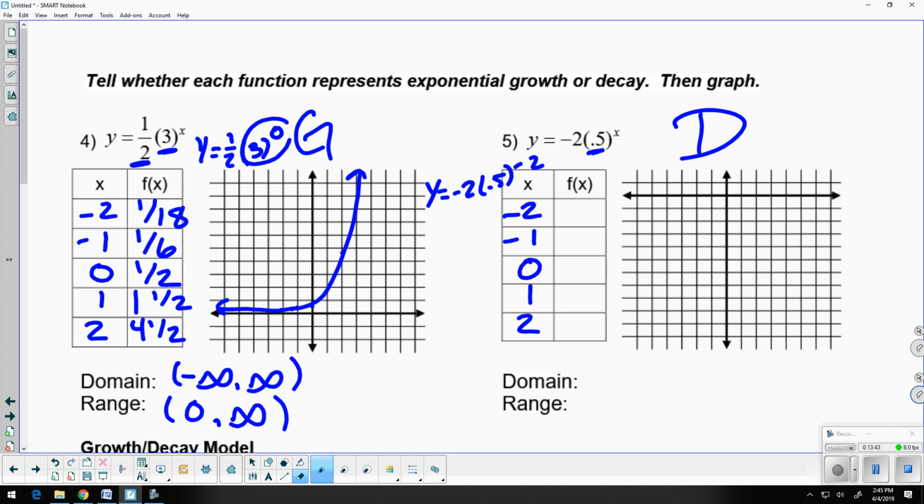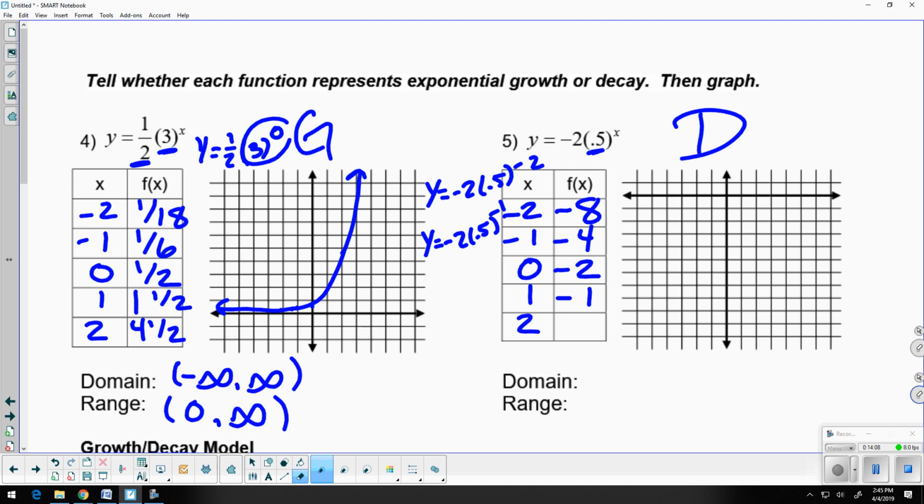Raising it to the -2, so that'd be 4. 4 times -2 should be -8. And then plugging in -1 for x, so y equals -2, 0.5 is now to the -1, so that's 2. 2 times -2 is -4. Plugging in 0 for x, so that's going to be 1. 1 times -2 is -2. Plugging in 1 for x, so that'd be 1/2 times -2 is -1.